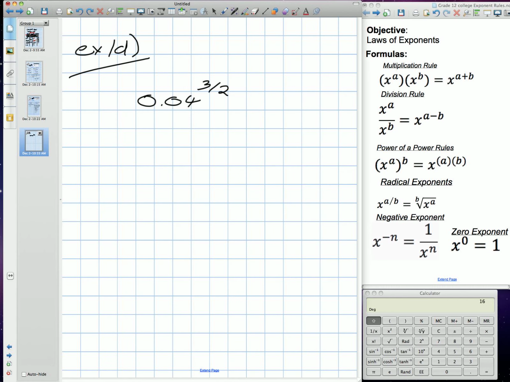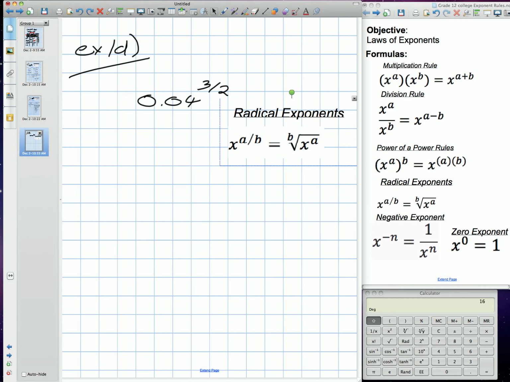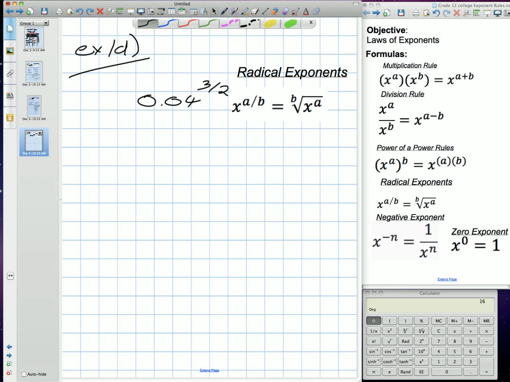Okay, the very last example we're going to do today, this is the first half of the lesson, is we're going to be finding 0.04 to the power of 3 over 2. Now, again, finally, we're working with a radical exponent. So we need to just define our a and b values in this case. Our a value is 3. Our b value is 2.